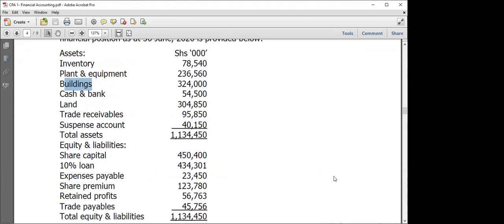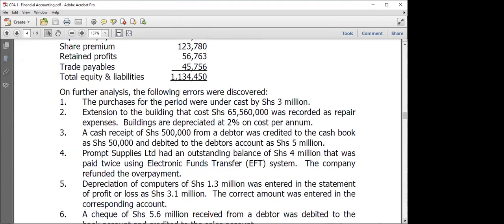Now, this error will not affect the trial balance, because the repairs expense account has a debit balance, which is the same thing the building also has. So ideally, it does not affect our trial balance. It's an error of principle, and errors of principle, like I indicated in the summary I gave you earlier on, don't affect the trial balance. So in correcting the error, we remove it from the expense account by crediting the repair expenses account, and we shall debit the buildings account.